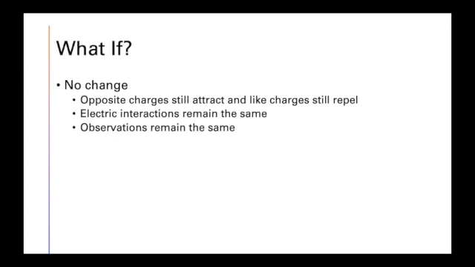What if electrons had positive charges and protons had negative charges? There would be no change in this experiment. The observations would be the exact same as witnessed in the initial experiment. This is because opposite charges would still attract and like charges would still repel. The electric interactions remain the same because the fundamental physical interaction is not altered by the changing of the charges assigned to electrons versus protons.